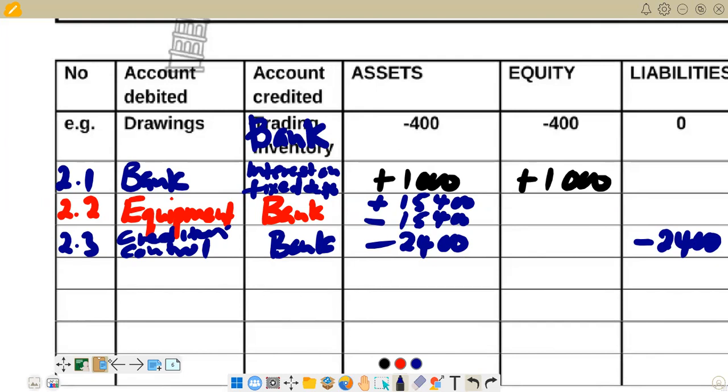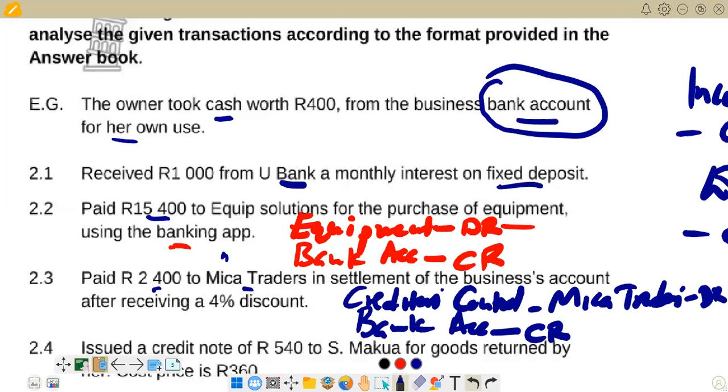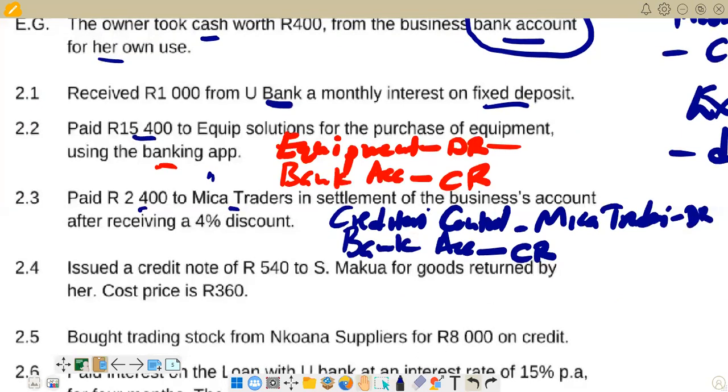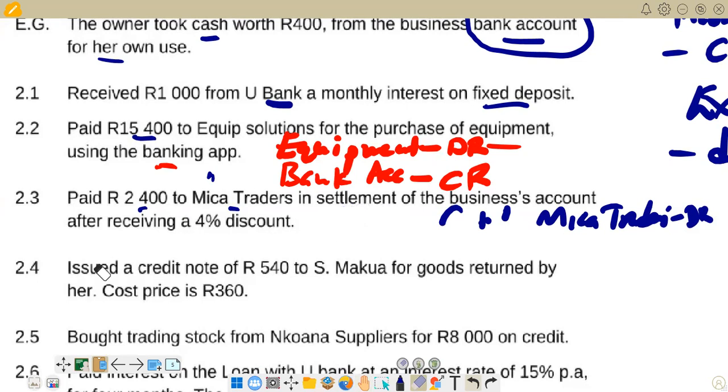Then we go on to the next one, which is 2.4. Let's see the whole transaction. What does it explain? 2.4 is saying issued a credit note of 540 rands to S. Makua for goods returned at a cost price of 360. So we have two amounts: 540 for the credit note, and then at cost price 360.